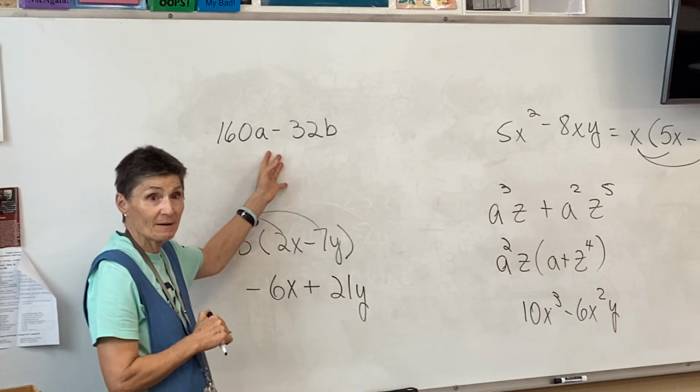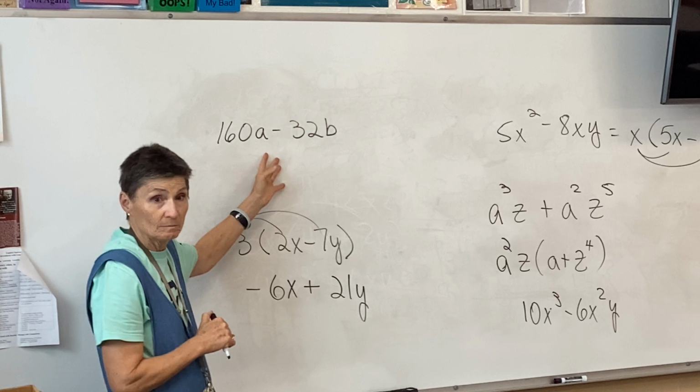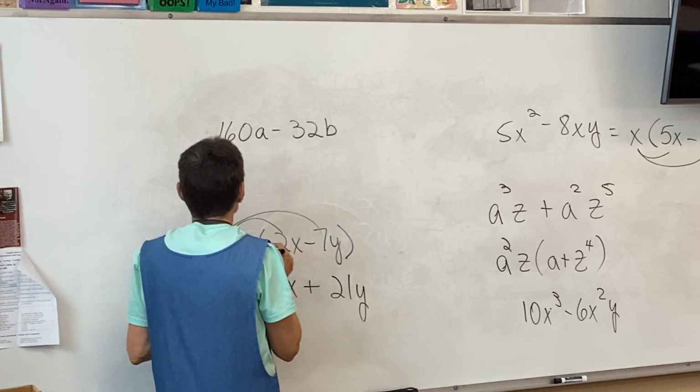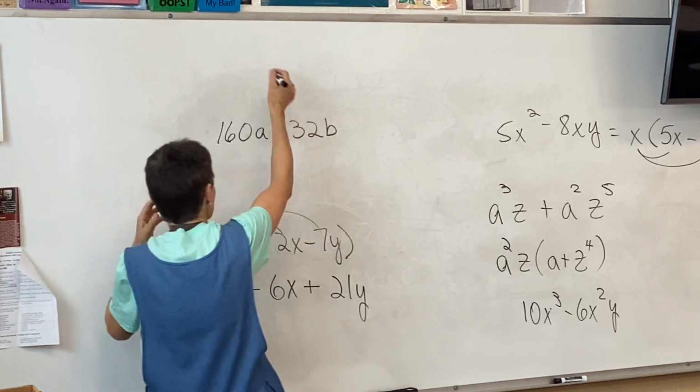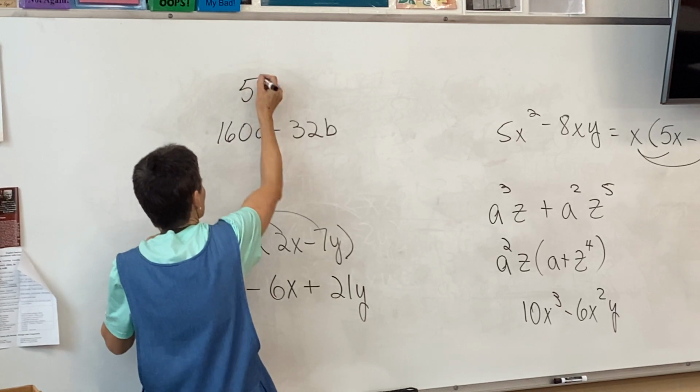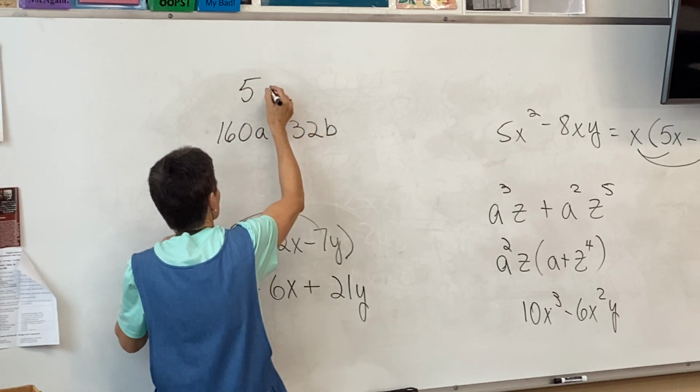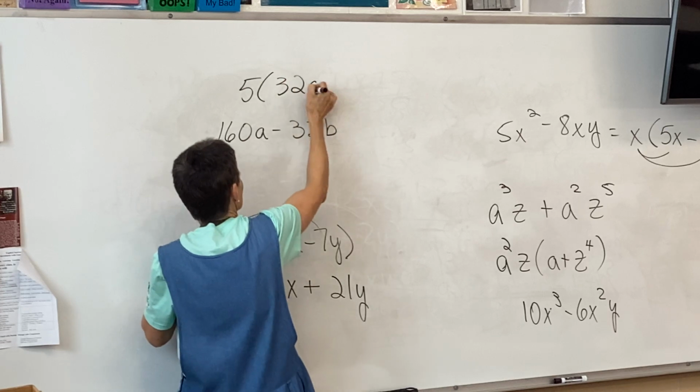How about this one? Anybody figure this out? 32A 1B. Okay, so tell me again what's right. 5, parentheses 32A, minus 1B.